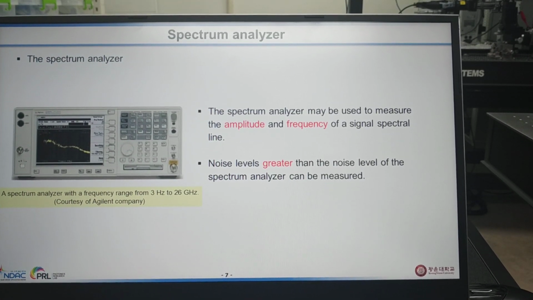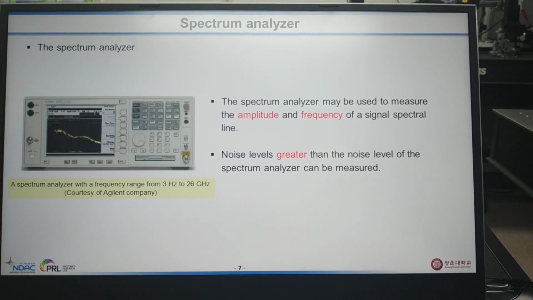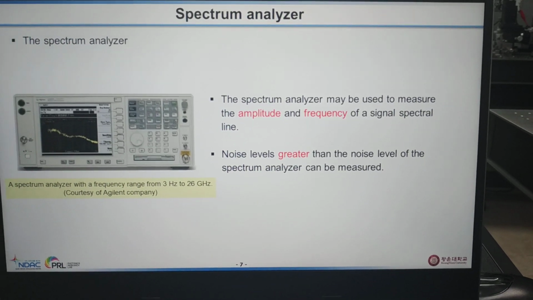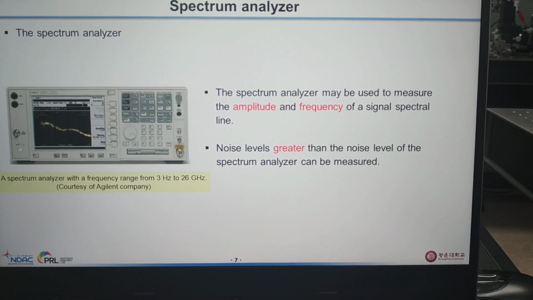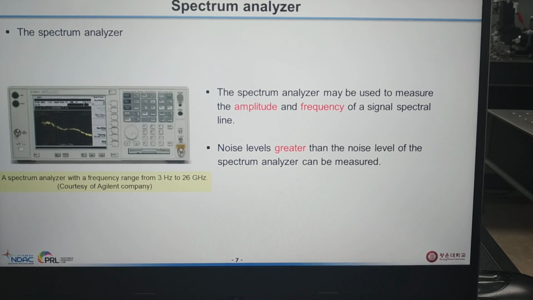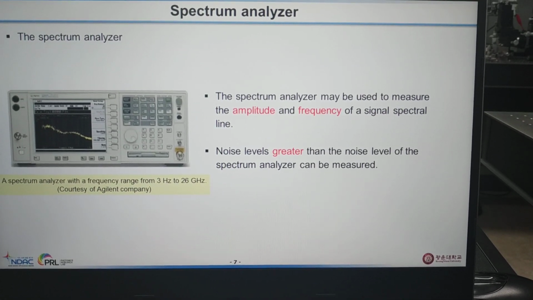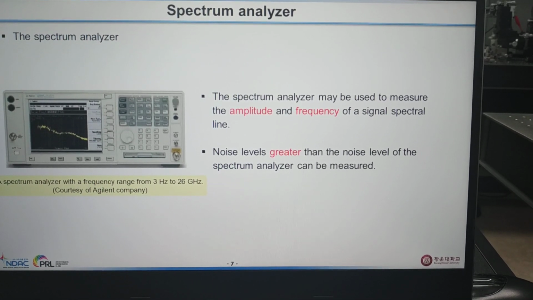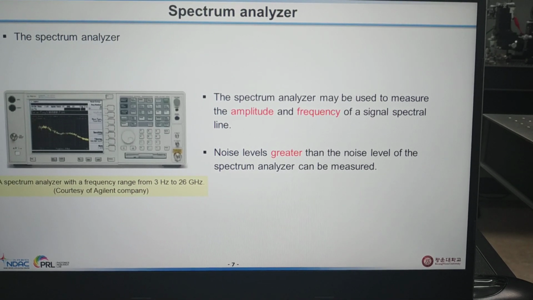About the spectrum analyzer, it may be used to measure the amplitude and frequency of a signal spectral line. When the noise level is greater than the noise level of the spectrum analyzer, then it can be measured.